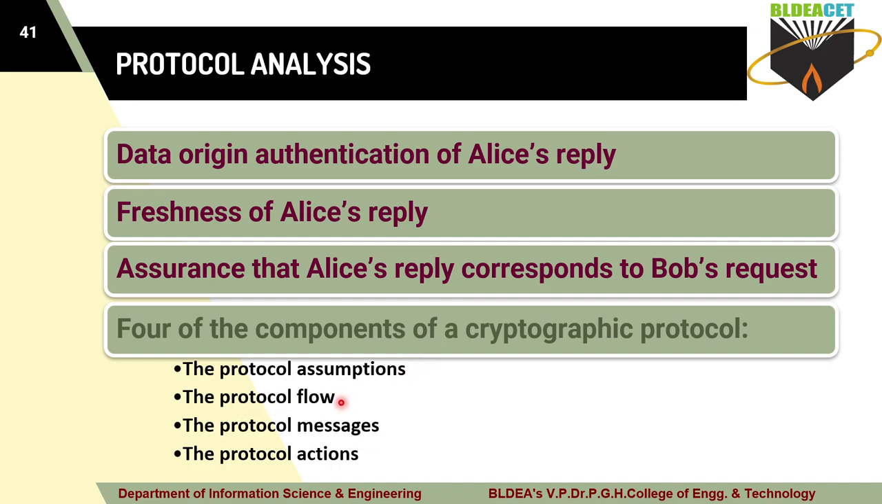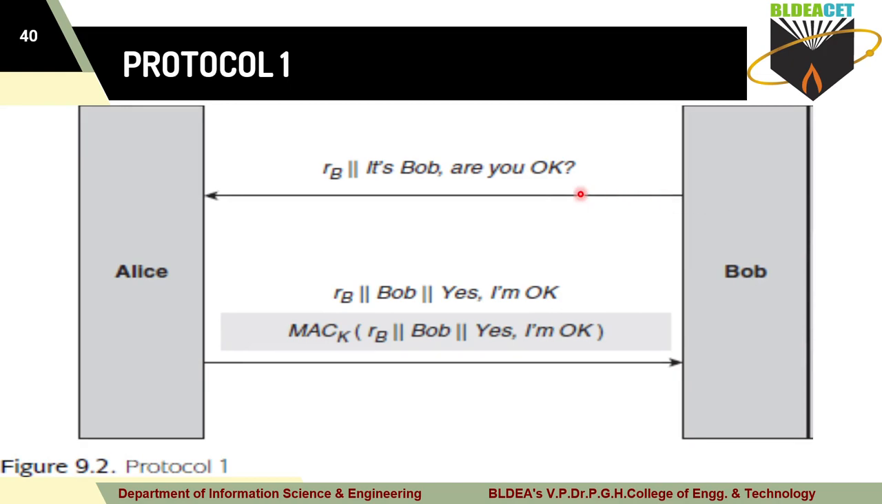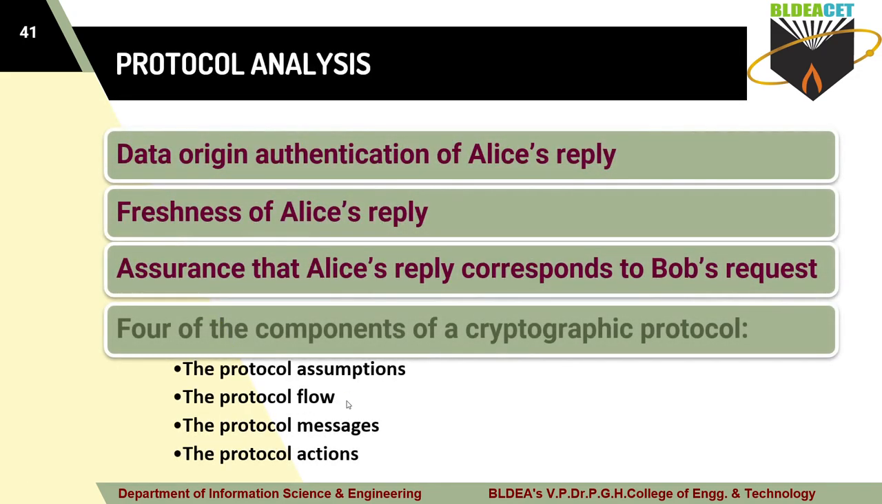And protocol flow. Protocol flow is the order of the sending messages. For example, here, what is the order? First, this message has to be received by Alice, then only Alice will send the reply to that particular message. So this is the sequence. Instead of sending this first and this next, this is not the correct way here. That's why the sequence of the message flow is also very important. And protocol messages: which type of messages you want to send here, that you also have to decide. That is what we call protocol messages.